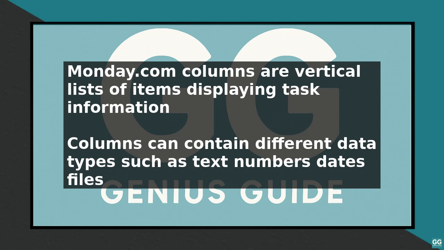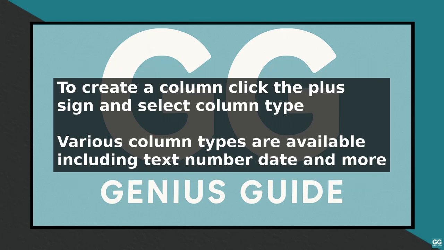A column in Monday.com is a vertical list of items that displays specific information about a task, project, or team. Each column can contain different types of data, such as text, numbers, dates, or even files. Columns can be used to track progress, assign tasks, set deadlines, and more.